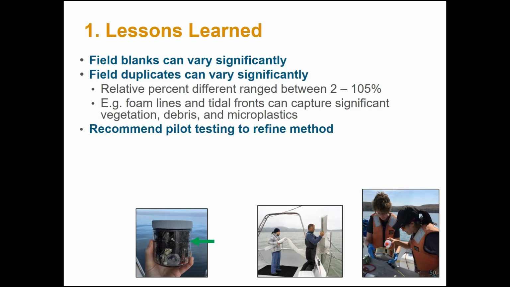So to address these challenges, we really recommend pilot testing to refine your method. For example, it can help you identify sources of contamination. From our initial field sampling and field blanks, we noticed sources of contamination. Note the black mat that's in the middle photo. We saw some black mat fibers in our field blanks, and we also noticed orange fibers that were coming from our flotation devices. And so pilot testing can help you identify potential sources that you might not have noticed before.